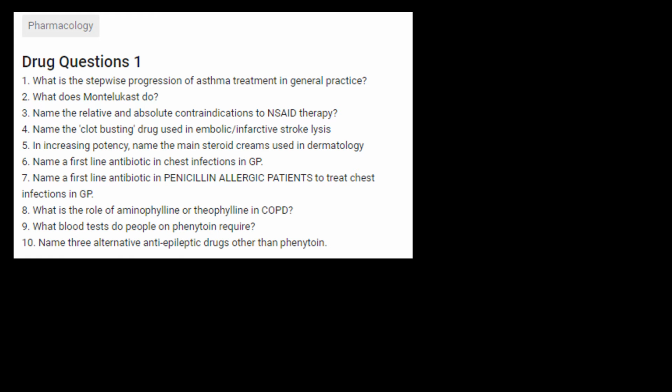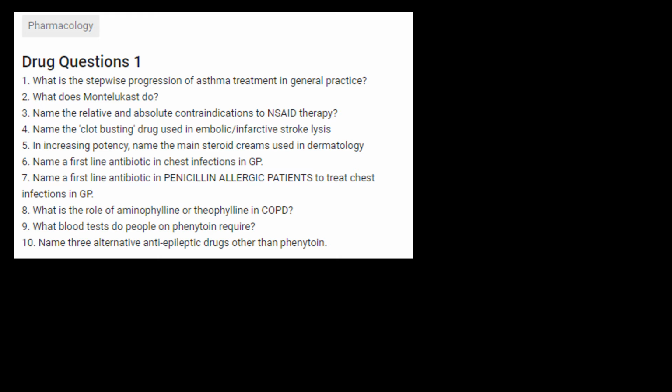The next question is, what does Montelukast do? Montelukast is also known by the trade name Singulair. It's a leukotriene receptor antagonist, or an LTRA. It's used for the maintenance treatment of asthma and to relieve symptoms of seasonal allergies. Montelukast comes as a tablet, a chewable tablet, a flash tablet, or granules to take by mouth. It's usually taken once a day with or without food.